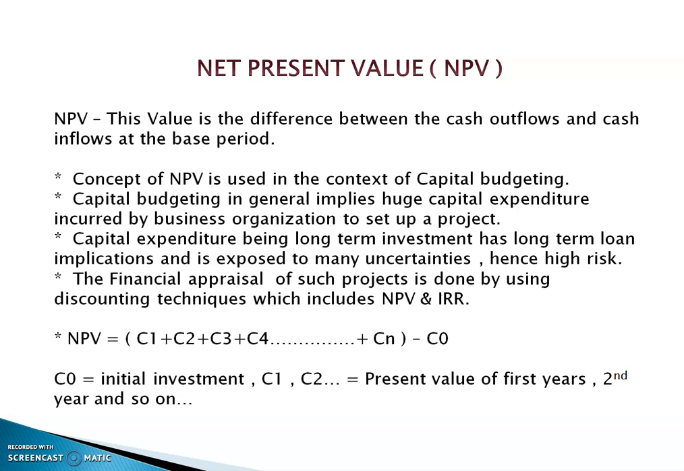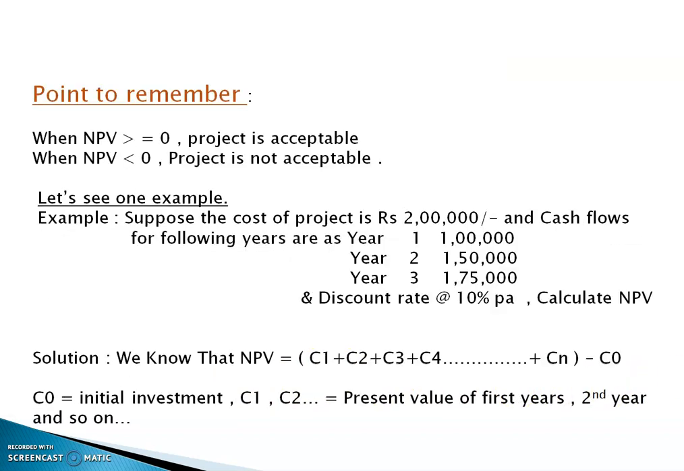NPV can be calculated by using a very simple formula. NPV is equal to C1 plus C2 plus C3, C4 and so on, and this whole sum is subtracted from the initial investment. Where C0 is the initial investment, C1, C2 represent the present value of the first year, second year respectively, and so on. Point to remember: when NPV is greater than or equal to 0, the project is acceptable, and when NPV is less than 0, the project is not acceptable.